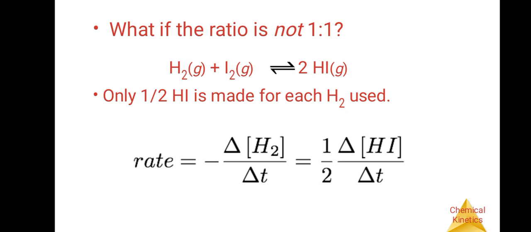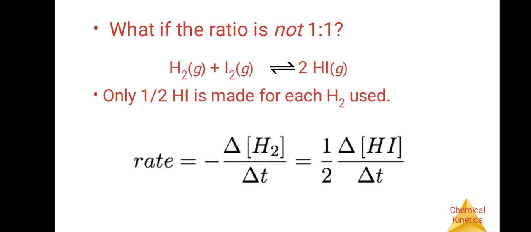So if you want to write the rate of hydrogen iodide, or the rate of the product, of course, we all know by now that it's going to be positive because it's gaining, it's being formed. It's not being used up, but it is being formed. So in this case, if you want to find the rate of appearance of hydrogen iodide given the rate of disappearance of hydrogen, we are going to say that the change in the concentration of hydrogen over the time is going to equal the change in the concentration of hydrogen iodide over the time.